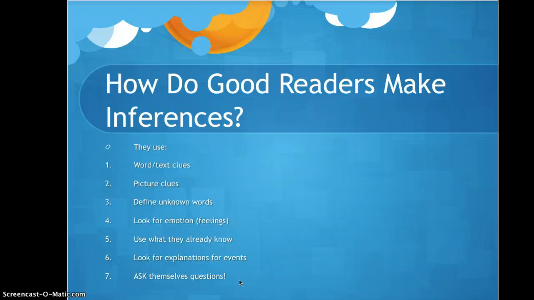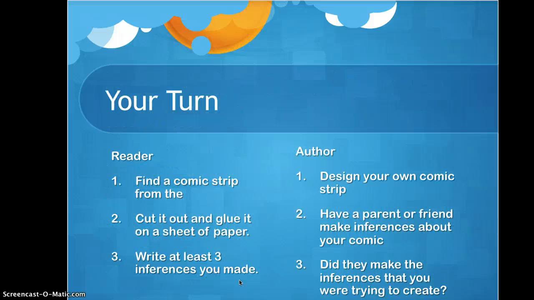So as I'm reading something, I ask myself questions. I make predictions. I use the title of chapters to kind of develop my mindset as I read the book.